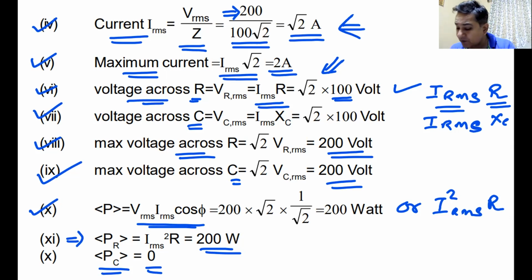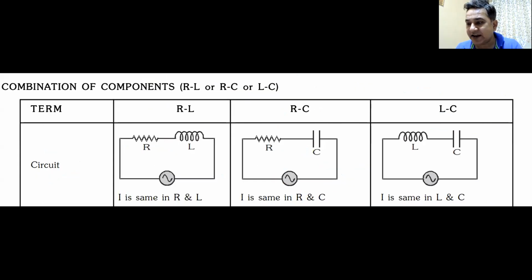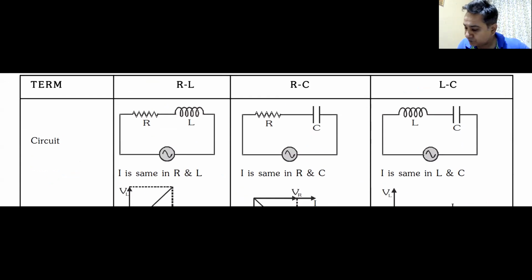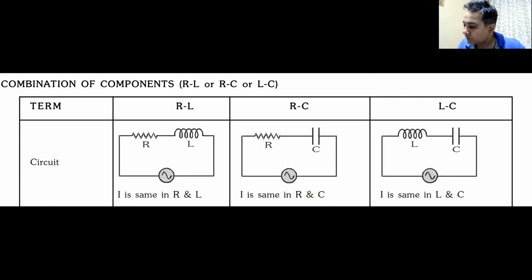Do we all understand this? Can we move forward? When we move forward, we will go to this slide where we are seeing the 3 types of combination of L, R, and C. The first type of combination that we have already seen is the LR circuit. The second is RC. The third one is LC.